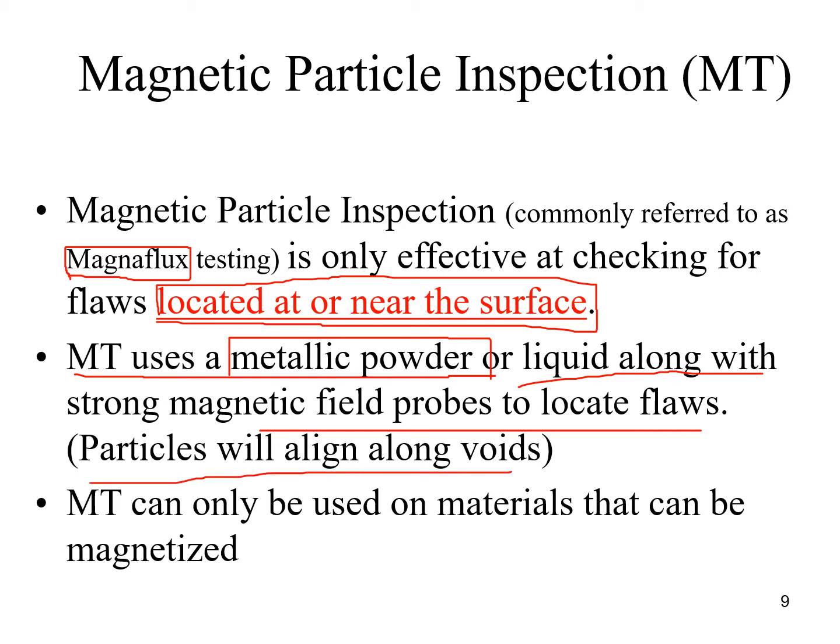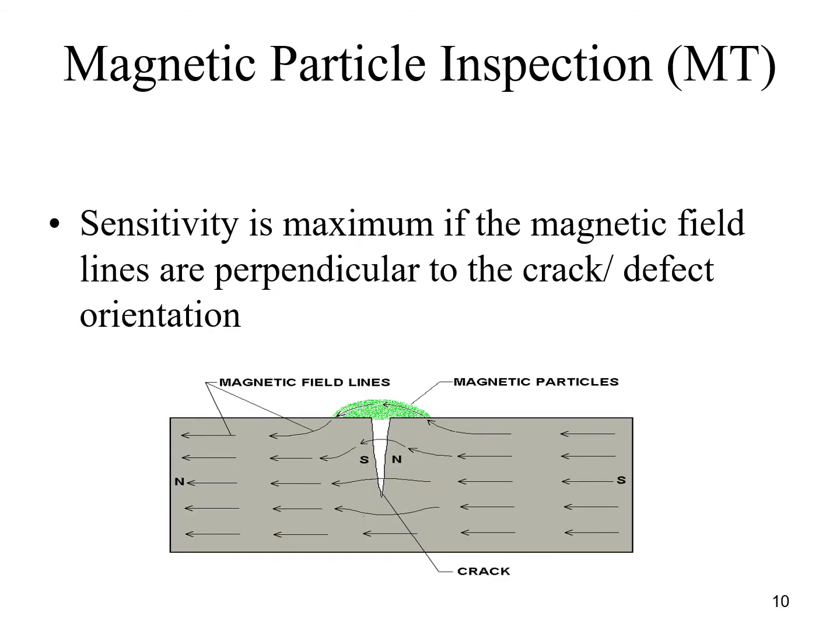Particles will align along the voids. This is the catch. The magnetic particles will always align along the void. So if there is a void, it will align and you will say, okay, there is a void inside. MT can only be used on materials that can be magnetized. In magnetic particle inspection, sensitivity is maximum if the magnetic field lines are perpendicular to the crack or defect orientation.